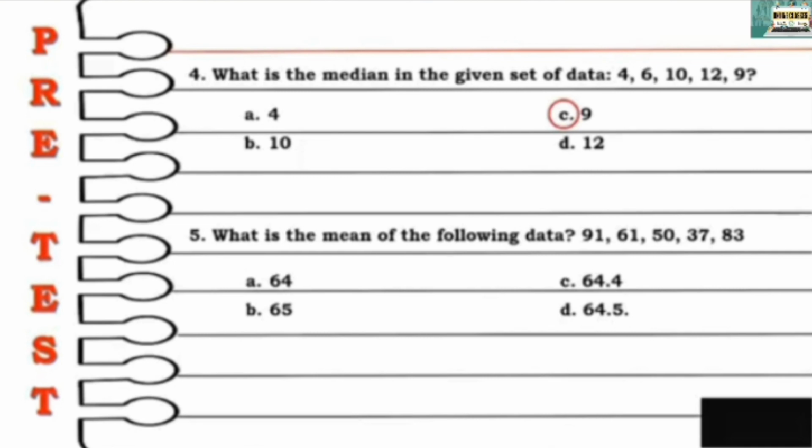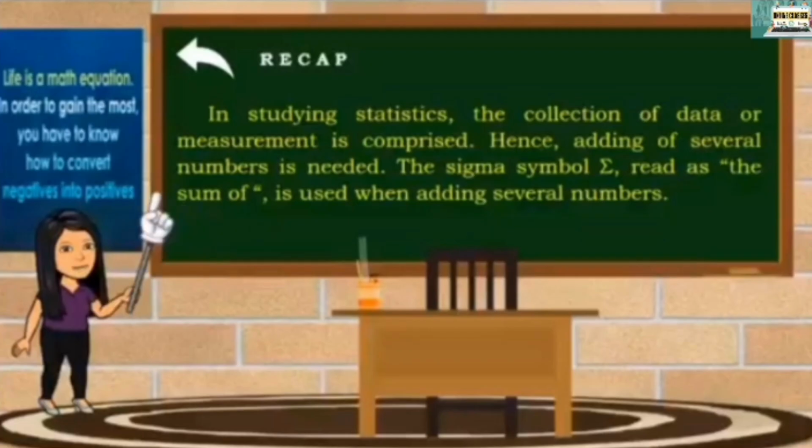Number 5. What is the mean of the following data? 91, 61, 50, 37, 83. The answer is letter C. Let us have now a recap.